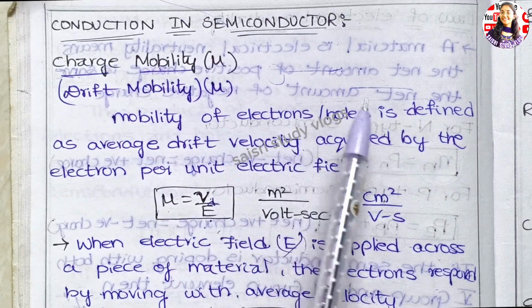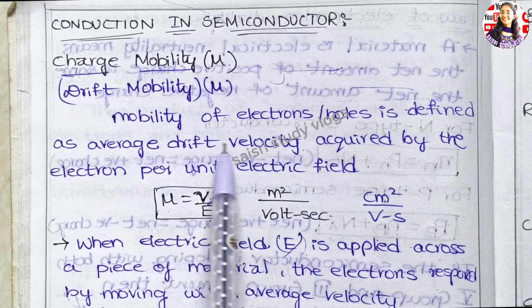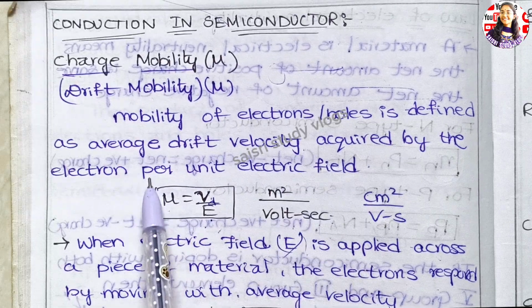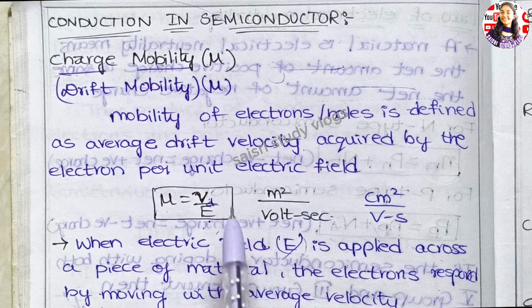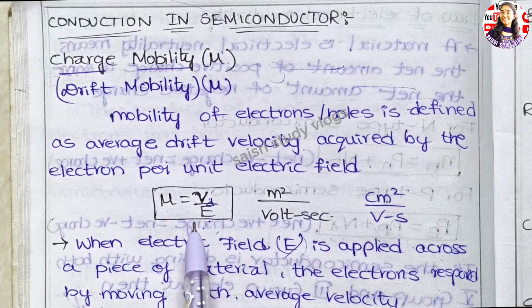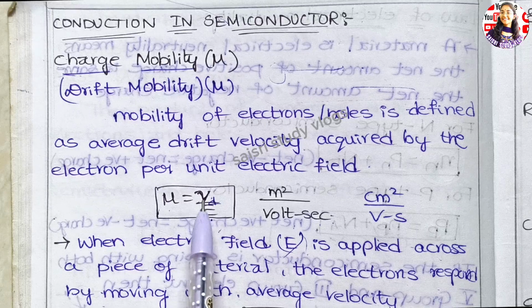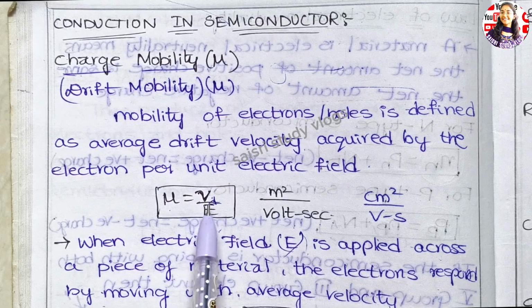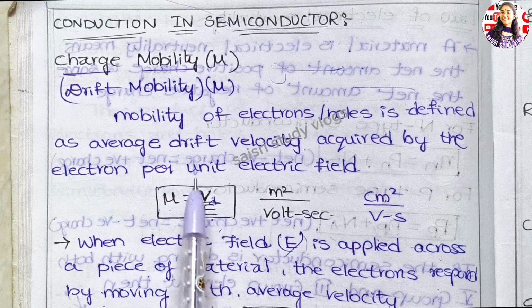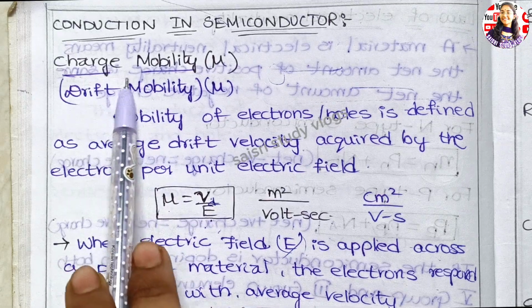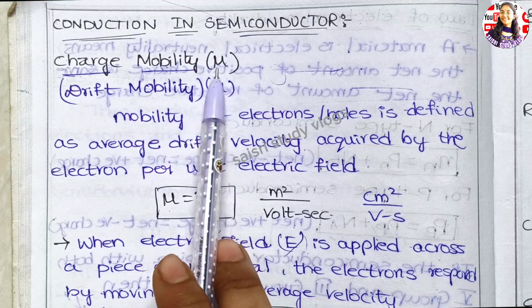And mobility of the electrons or the holes is defined as the average drift velocity acquired by the electron per unit electric field. So, when we apply an electric field, then the electrons or the holes will move. So that mobility is represented as charge mobility mu.